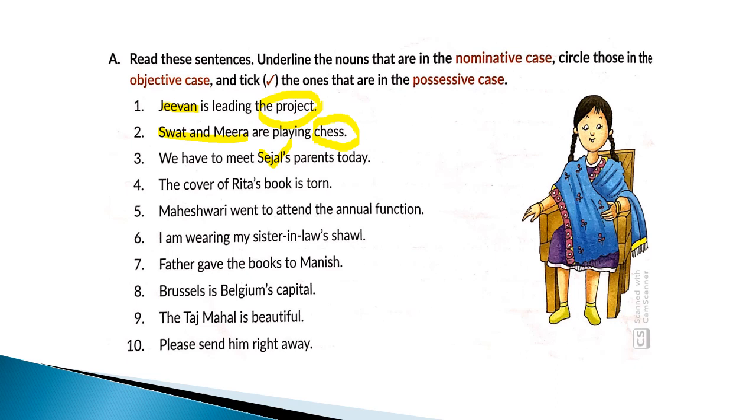We have to meet Sejal's parents today. Sejal's is in the possessive, so we'll tick mark it. You'll do it much more neatly with a pencil, and I shall do only 3 for you here. The rest you will do on your own in the book itself. Underline the nominative, circle the objective, and tick mark the possessive.